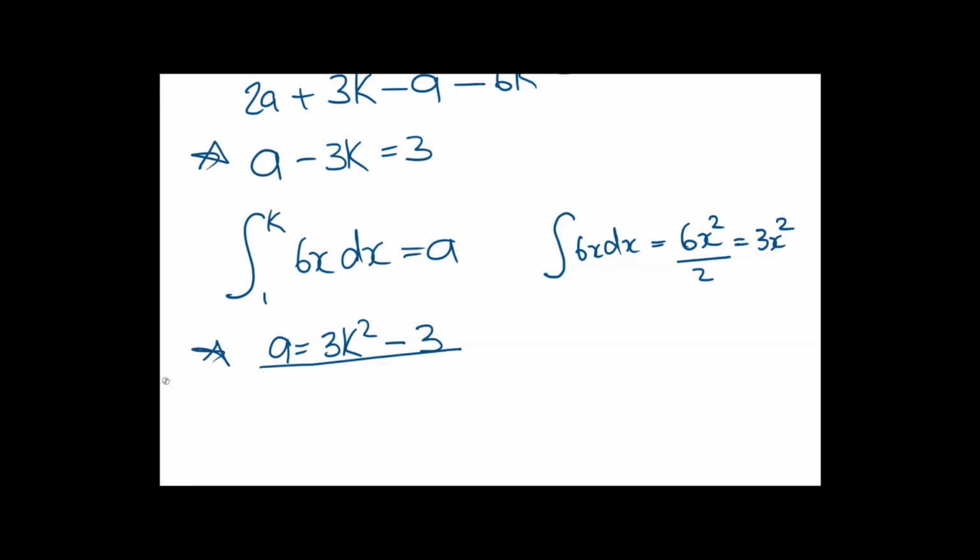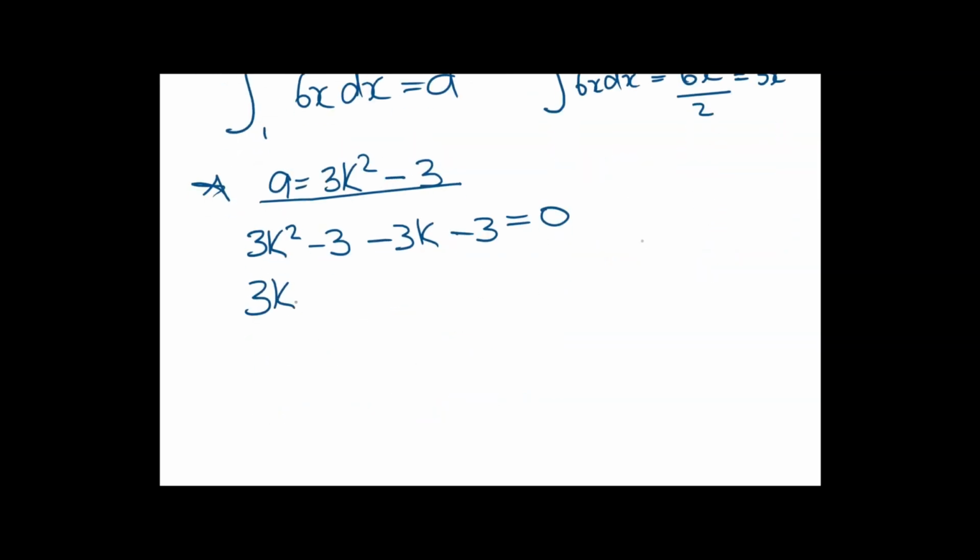We can add them together, we can sort of merge them. So 3k squared minus 3 minus 3k minus another 3 equals 0. Now we have a quadratic equation. So we've got 3k squared minus 3k minus 6 equals 0. Now we have a very, very nice quadratic equation. I'm going to divide everything by 3. So k squared minus k minus 2 equals 0.